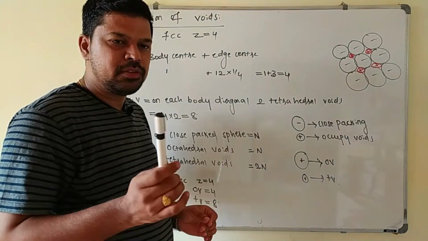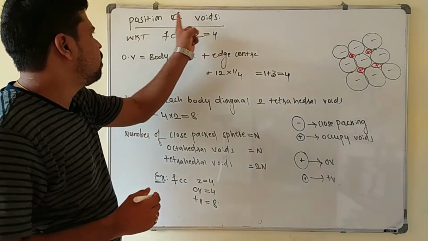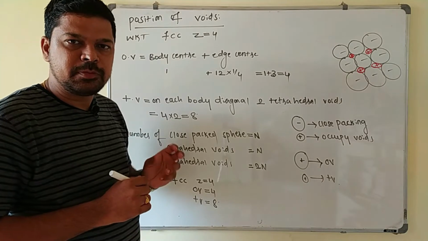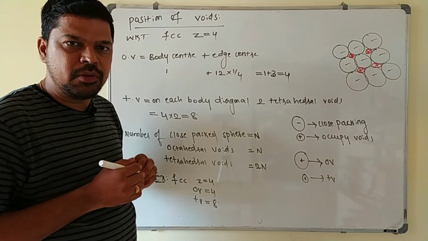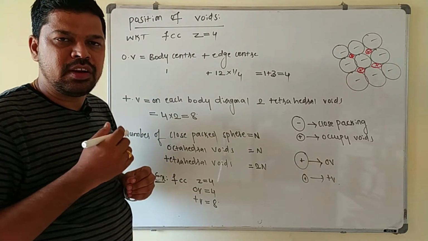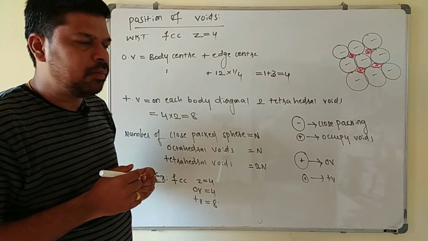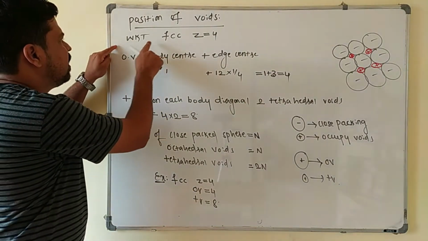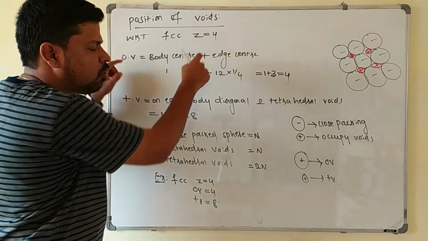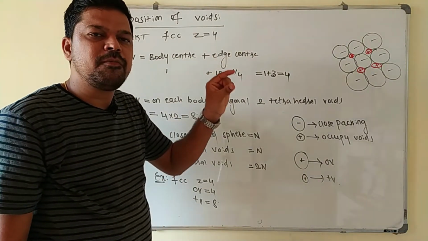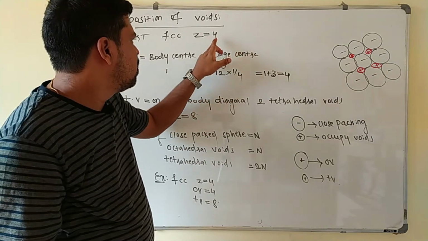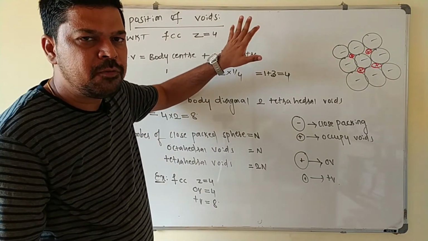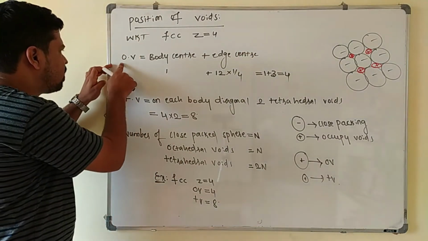Next point. The next point is the position of these voids. We know that during the close packing of spheres, two types of voids are formed. One is the tetrahedral void, and the other is the octahedral void. Now, the position of these voids. For simplicity, we know that for FCC, Z is equal to 4, which means for FCC the number of particles per unit cell is equal to 4. So the number of close packed spheres will be equal to what? 4 here.